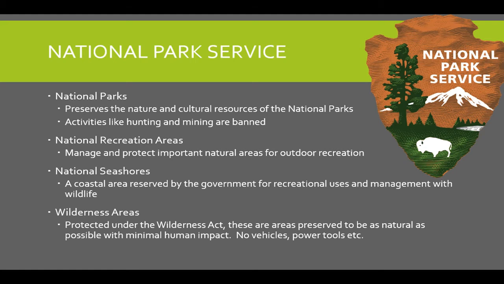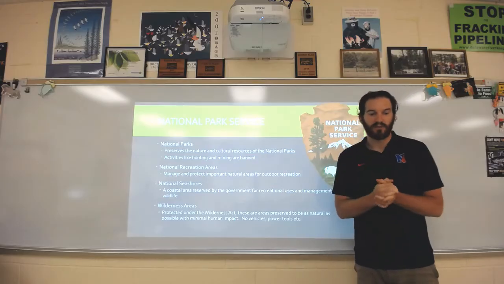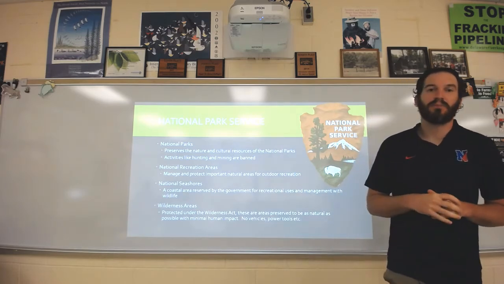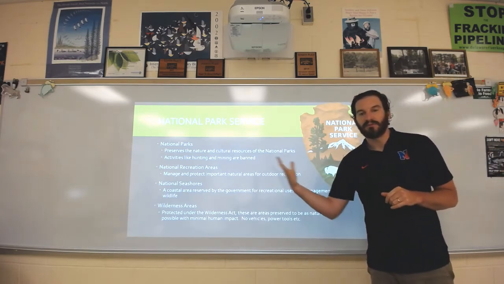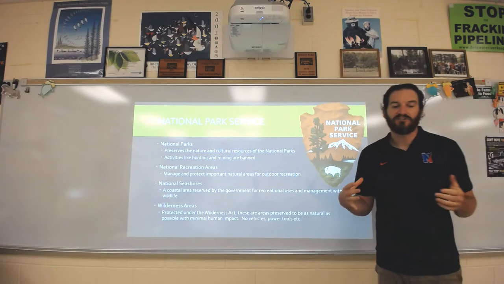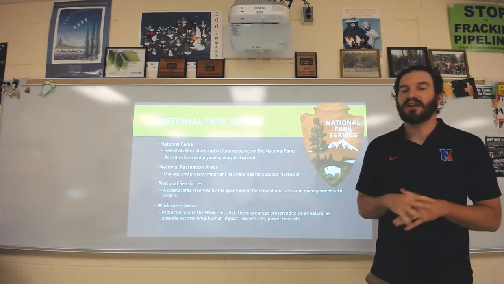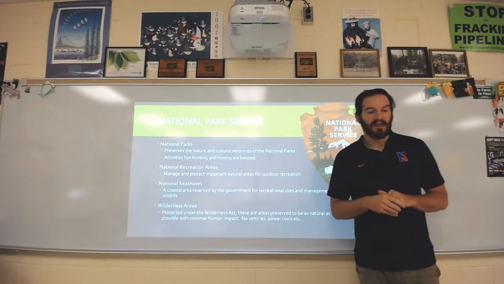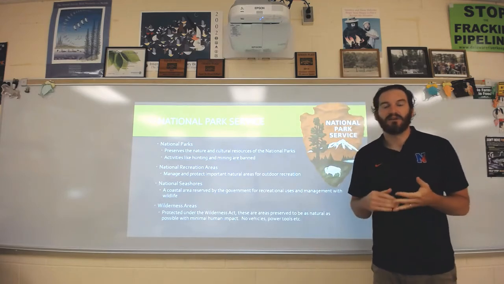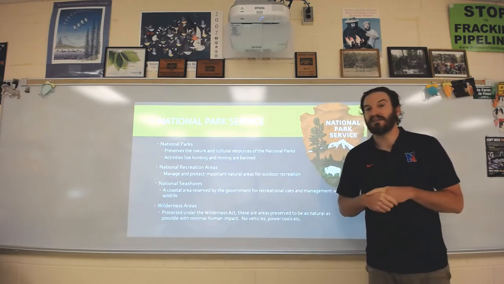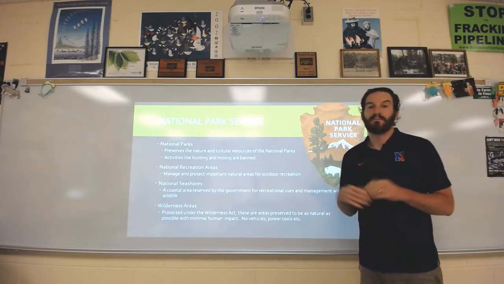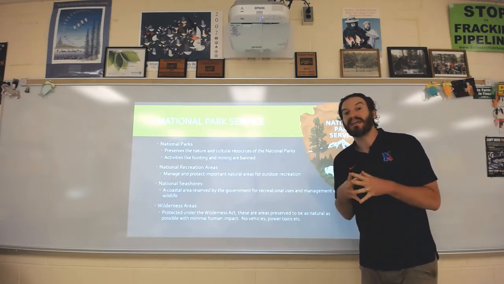National Park Service, recognized by the arrowhead symbol. What do they do? Well, they have national parks, they have national recreation areas, national seashores. Let me go through a couple of them real quick. What is a national park? A national park, there are a couple of them, there's 62 of them. They protect nature and the cultural resources of these designated areas of natural beauty. Things like mining, logging, and hunting are banned in these parks. They really stress the preservation of the land, keeping it the way it is.